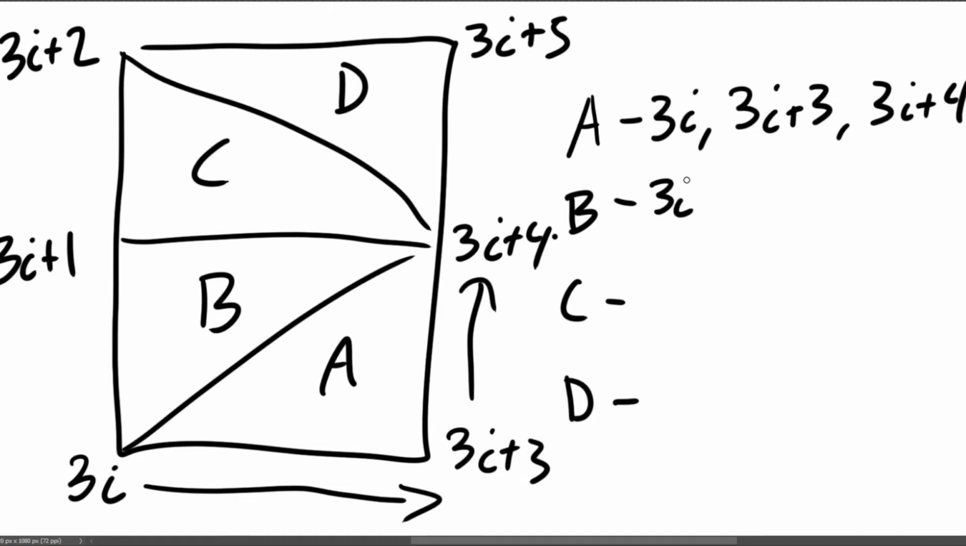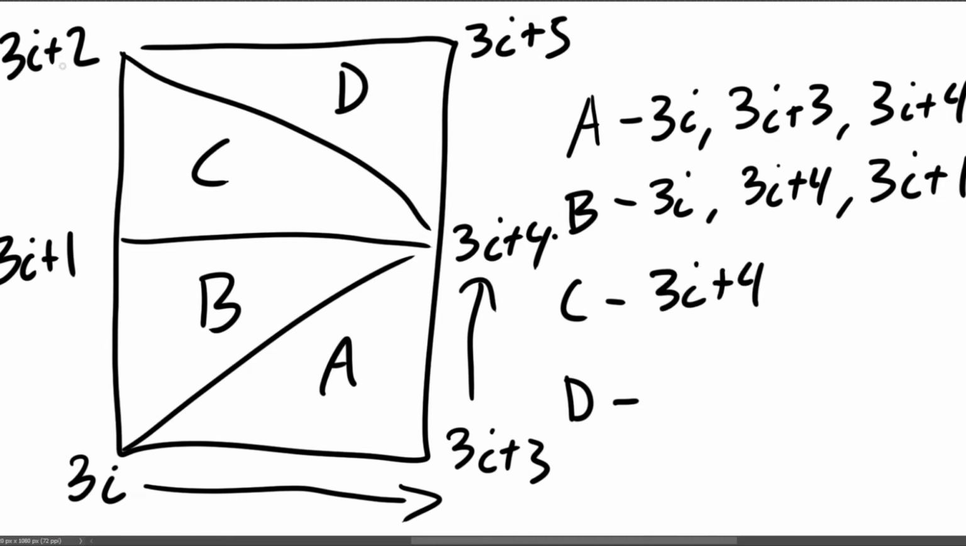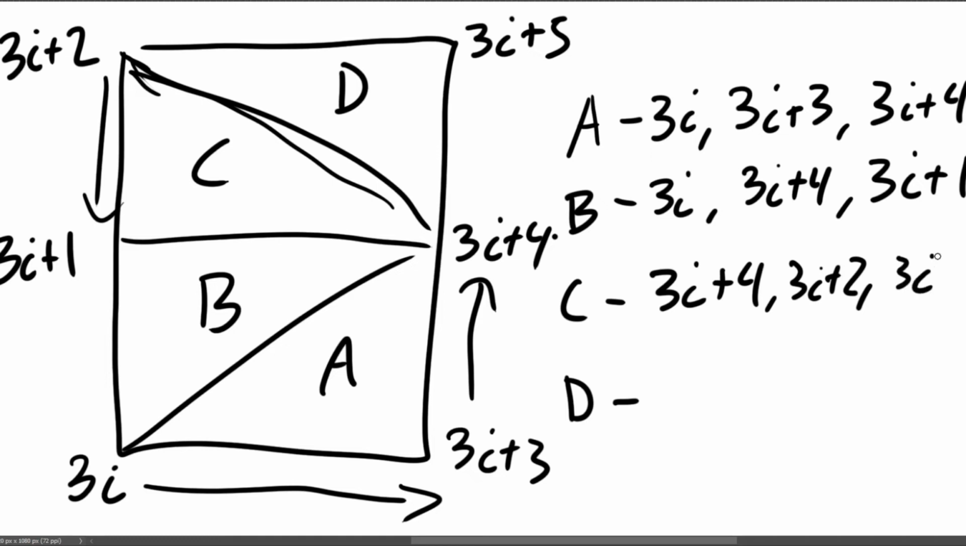B, 3i, 3i plus 4, and then 3i plus 1. It doesn't matter what order you go as long as you go in a counterclockwise orientation, otherwise the normals will face the incorrect direction. So like we can start at 3i plus 4 over here, go up to 3i plus 2, and then down to 3i plus 1. And then D, we can go 3i plus 2, 3i plus 4, to 3i plus 5.